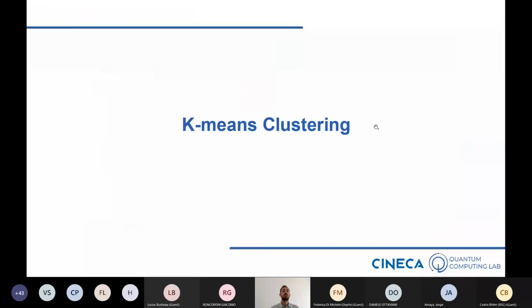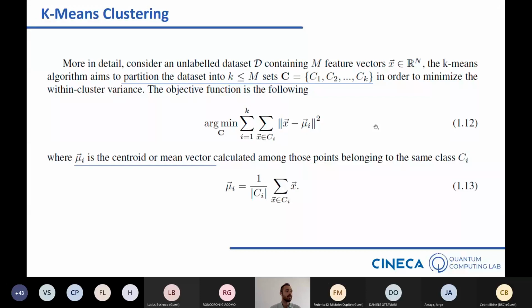So one example is k-means clustering. Basically you have your dataset containing m vectors, each one of dimension n. And the task of the algorithm is to partition this dataset into k classes. You can define each class as C1, C2, up to Ck, in order to minimize this function here. What does it mean?